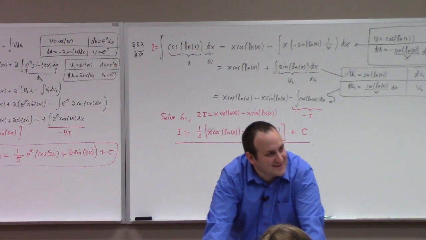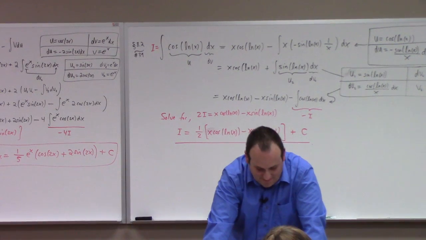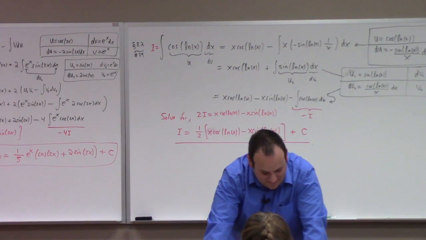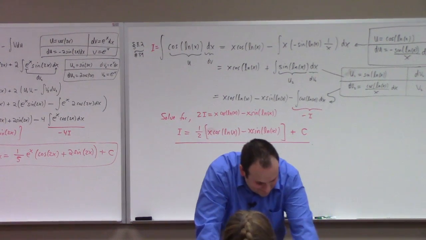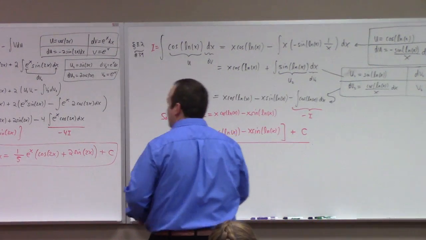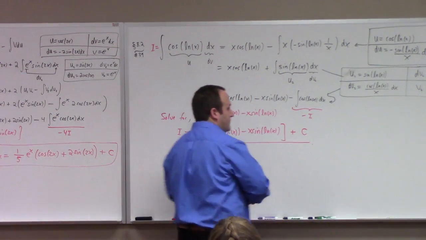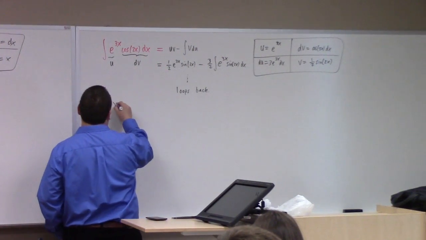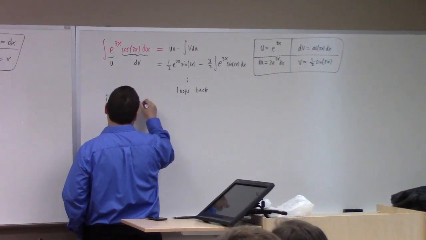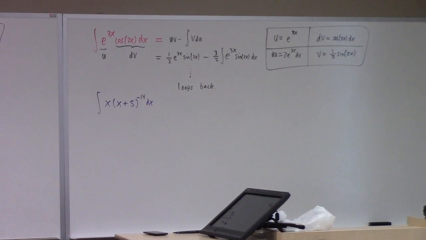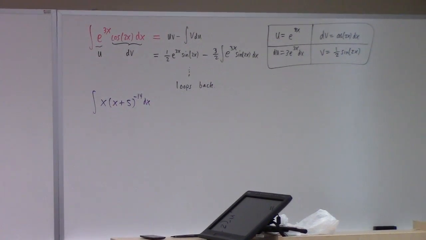I have another question. Yes. 8.2, number 14. I don't even know where to start. At the beginning, of course. It's a good place to start. Let's see here. The integral of x times x plus 5 to the minus 14. Is that right? Yeah. Anybody get this one? Yeah, you got it? What do you guys do?